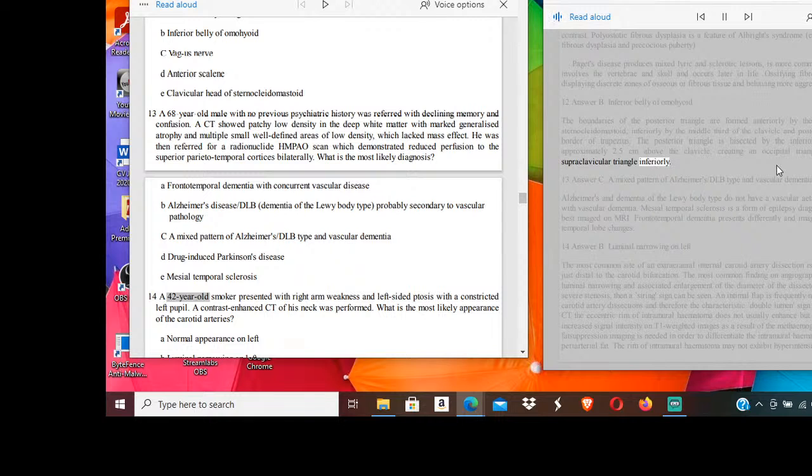13. Answer C. A mixed pattern of Alzheimer's/DLB type and vascular dementia. Alzheimer's and dementia of the Lewy body type do not have a vascular etiology, but may coexist with vascular dementia. Mesial temporal sclerosis is a form of epilepsy diagnosed clinically and is best imaged on MRI. Frontotemporal dementia presents differently and imaging shows frontal and temporal lobe changes.